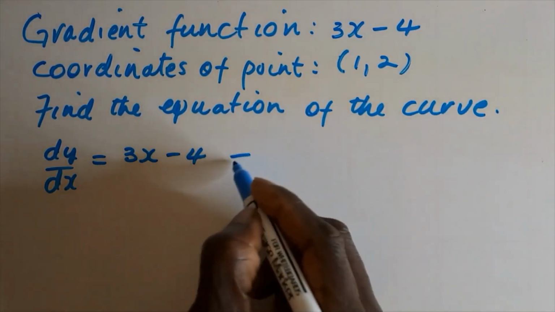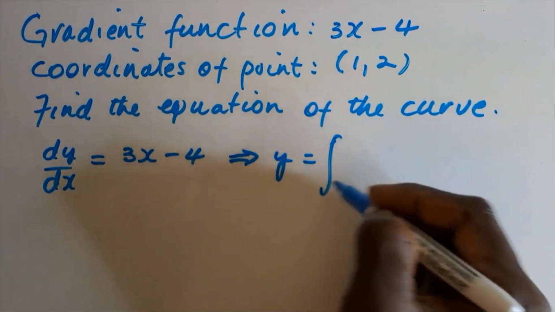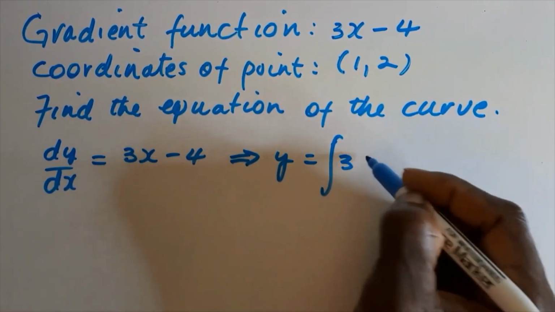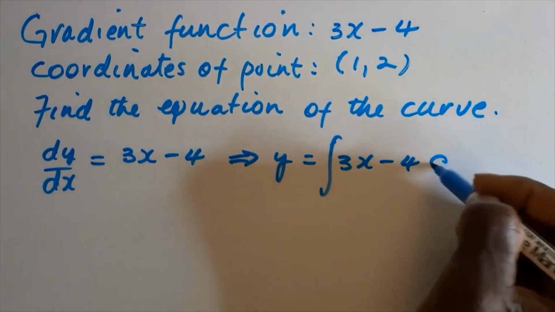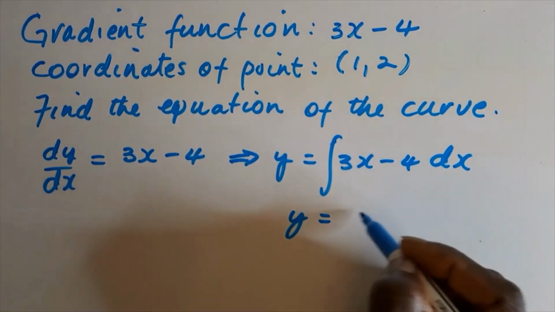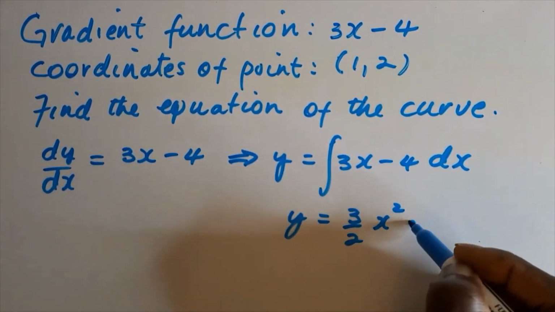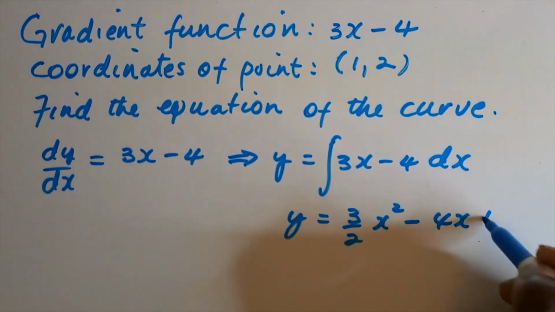Now this implies that to find y, we just have to integrate the gradient function 3x minus 4 dx. So we know that y now is 3 over 2 x squared minus 4x add c.